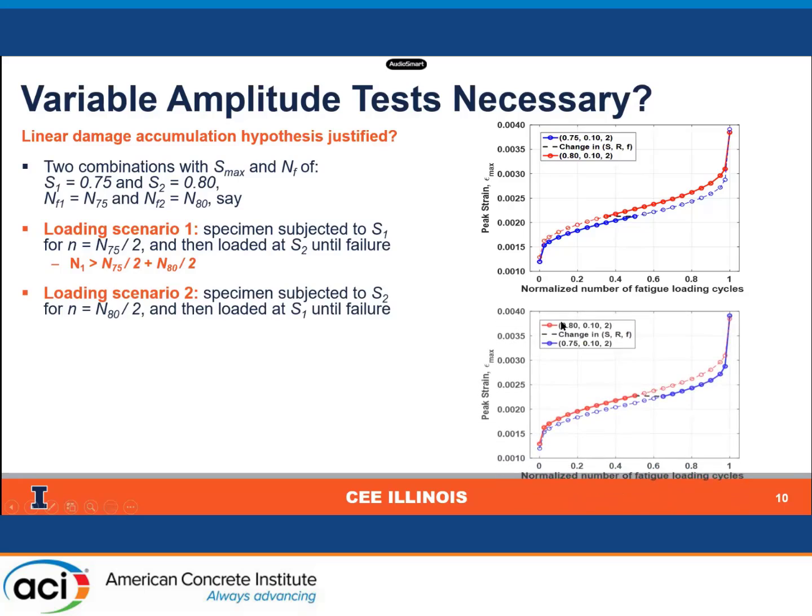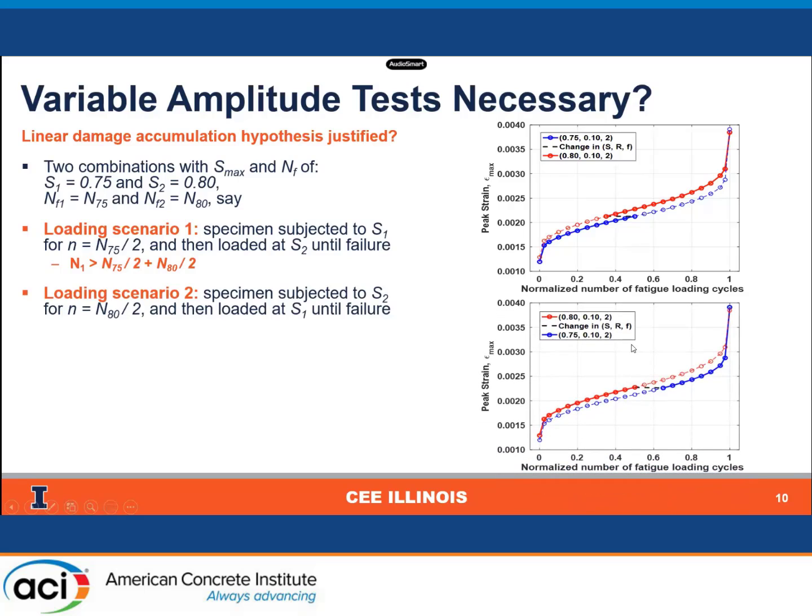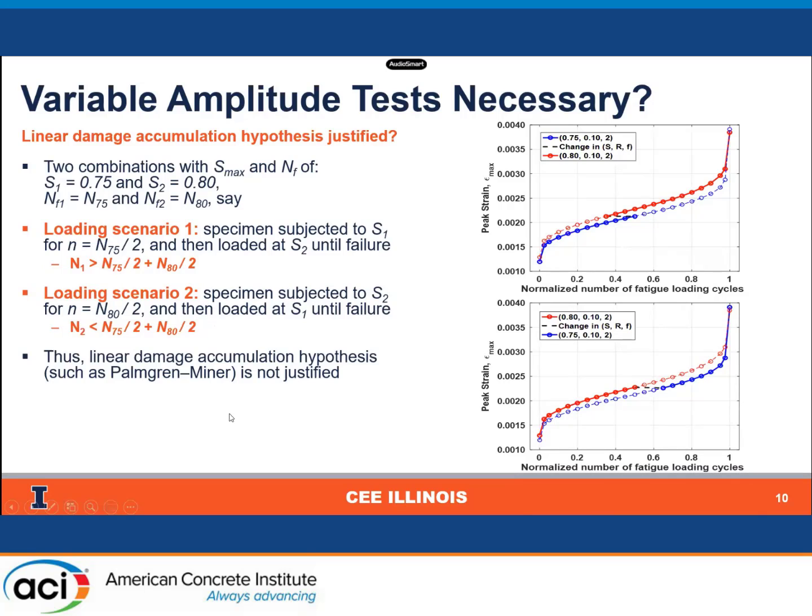On the other hand, if we switched it up, if we did the 80% first, the total number of cycles to failure would be 50% at the 80% level, but then something lesser than 50% for the 75% level. So even with this really simple example, we could see that a linear damage accumulation hypothesis was not justified.